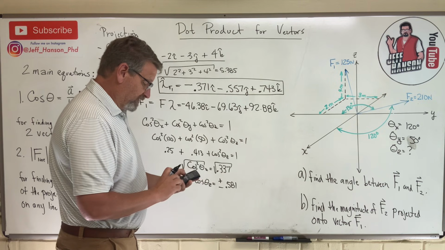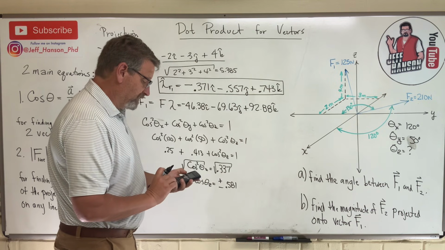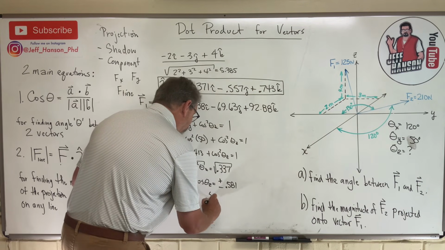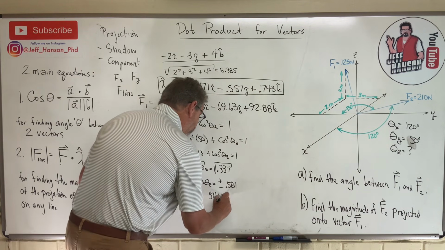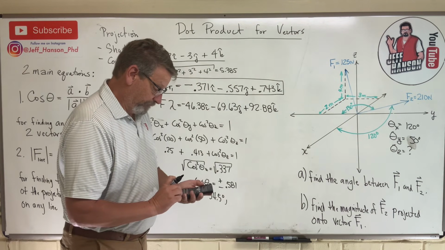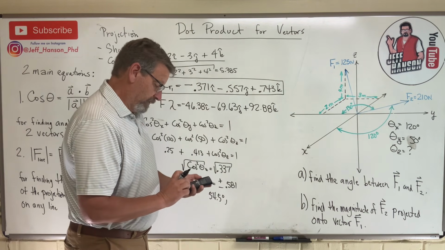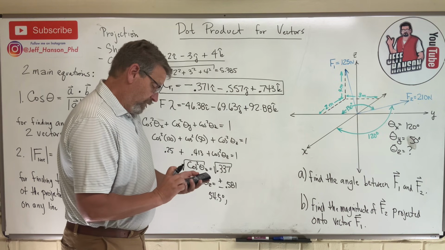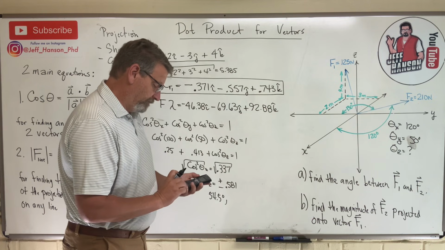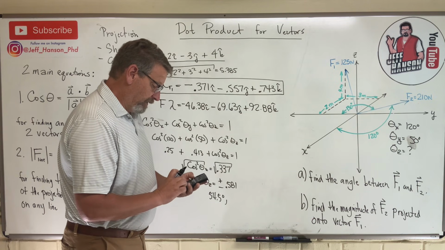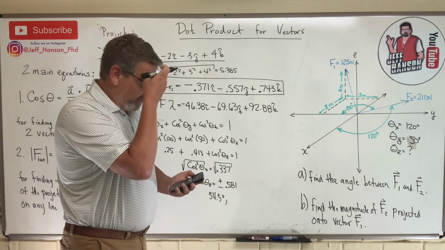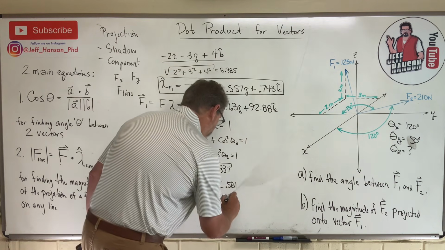So inverse cosine of answer is equal to 54.5. So the positive root gives you 54.5 degrees. What does the negative root give you? Let's see. Negative 0.581, right? And then inverse cosine of that is 125.5.